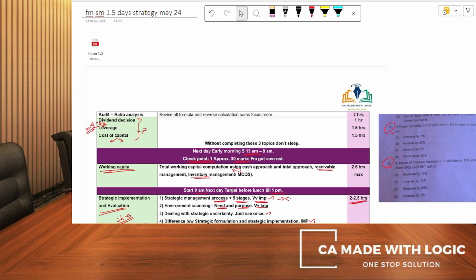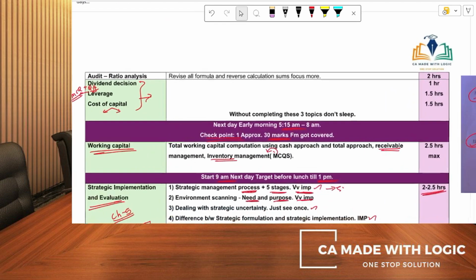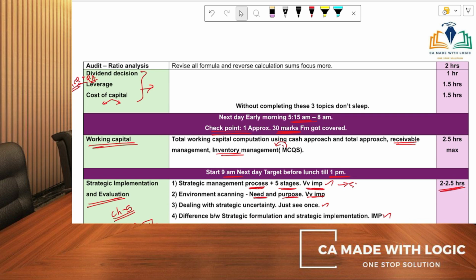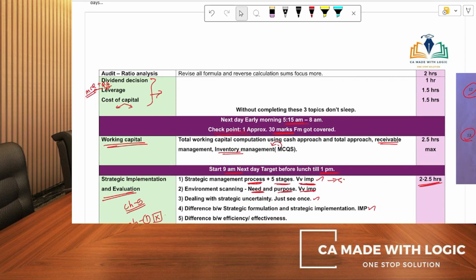So in this video I'll cover the FM and SM 1.5 days strategy for the May 24 examination. First of all, after giving your auditing paper, you will reach your home by 6 p.m. After reaching home, you need to focus on these three chapters: dividend decision, leverage, and cost of capital. I personally feel leverage can be tested in the form of MCQ as well as question and answer for the May 24 examination.